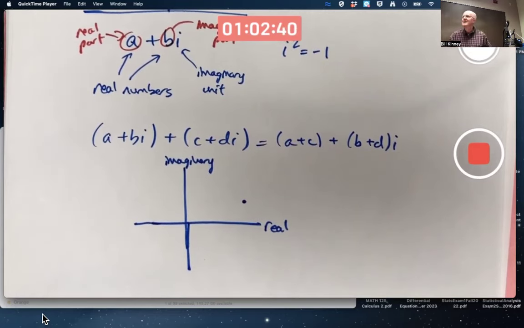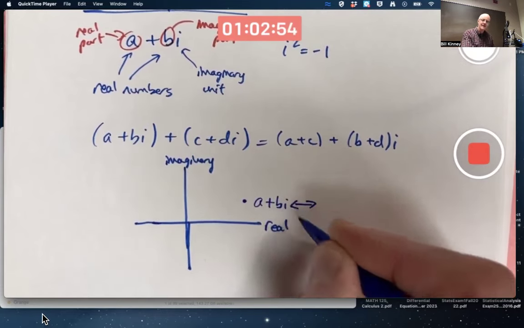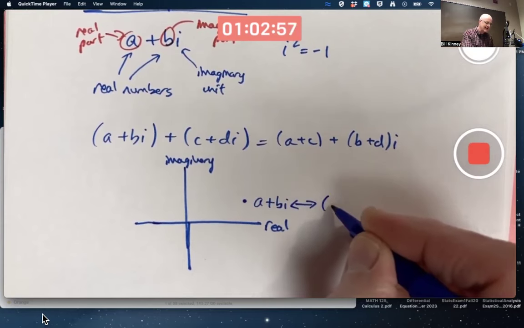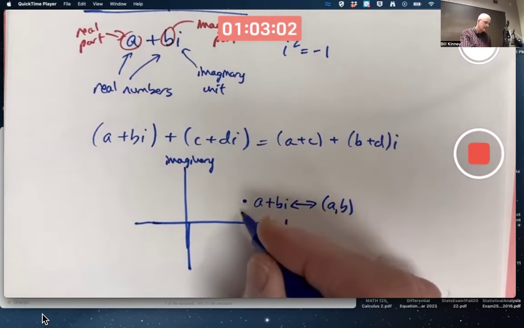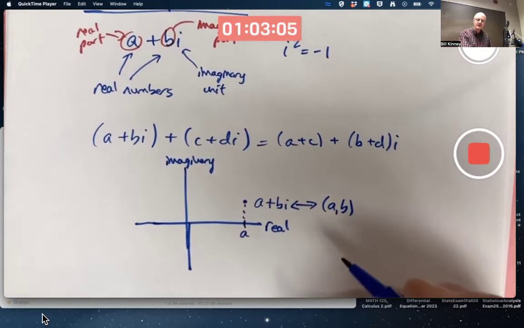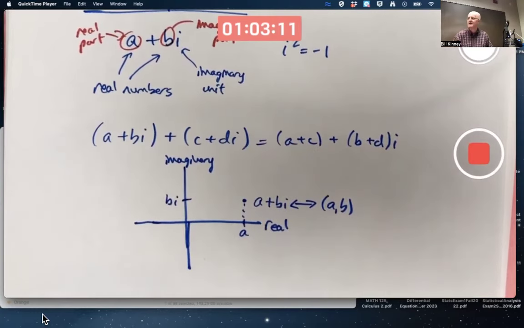A complex number, instead of being a point on a number line, is a point in the complex plane. A two-dimensional point. If this point represents a plus bi, that means its rectangular coordinates are a and b. So this represents the number a on the real axis. This represents the number, actually, bi on the imaginary axis, b times i. But yeah, the second coordinate is b. The i is just a label for the imaginary axis.